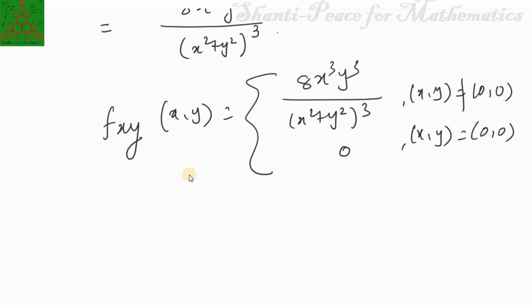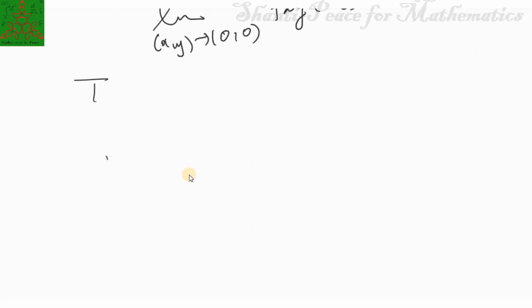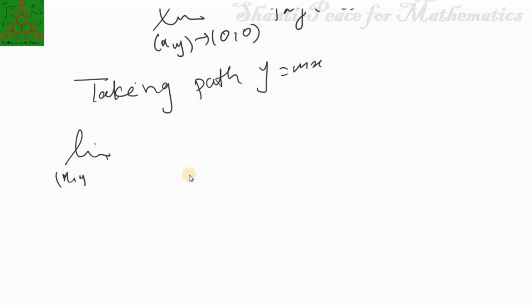Now we have to show that this function is not continuous. It is enough to prove that the limit does not exist. So I want to prove that the limit of fxy(x,y) as (x,y) tends to (0,0) does not exist. If I want to prove that this does not exist, then you have to take some path. So I am just taking the path y equal to mx. What will be the limit? The limit as (x,y) tends to (0,0) of fxy(x,y).